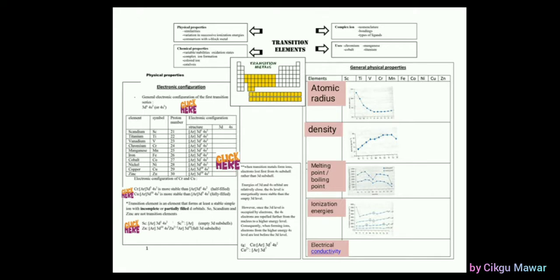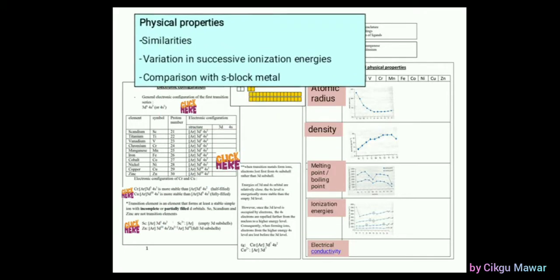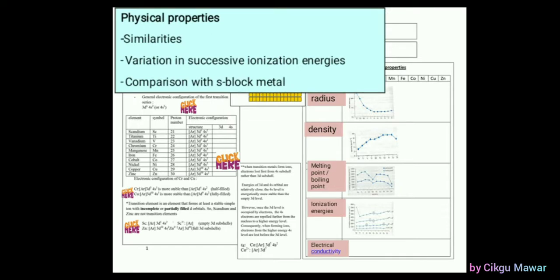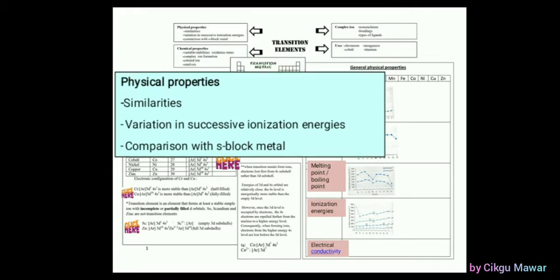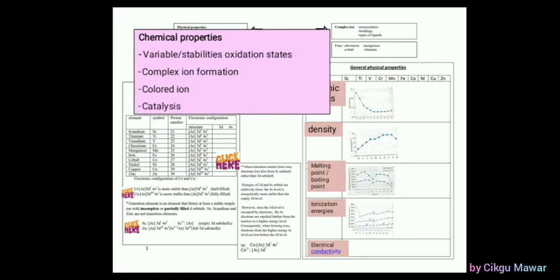Here is the mind map for the overall physical properties. Basically, I divide the transition element into 4 parts. The first part is physical properties. It contains similarities between the elements, and then variation in successive ionization energies and comparison with S block metal. The second one is chemical properties.